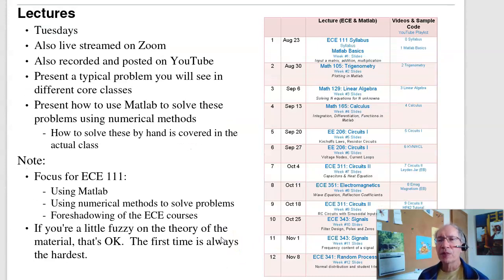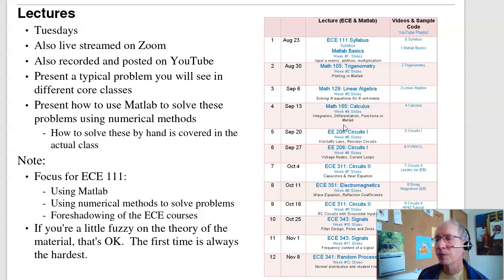In terms of the lectures, lectures are on Tuesdays. They're live streamed on Zoom, also recorded and posted in YouTube videos. And typically what we'll do for a lecture is pick one of the classes you'll be taking in the near future. Let's pick one of the problems that you'll encounter in that class and show how you can solve it using numerical methods in MATLAB.